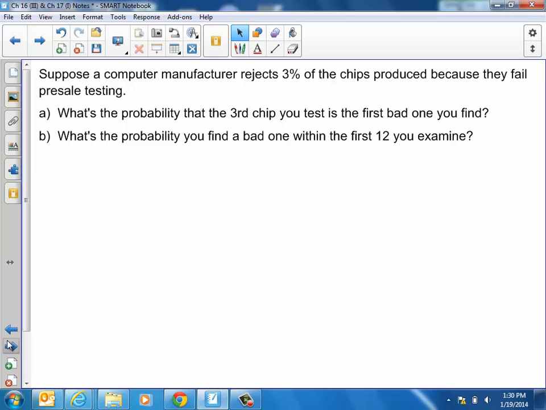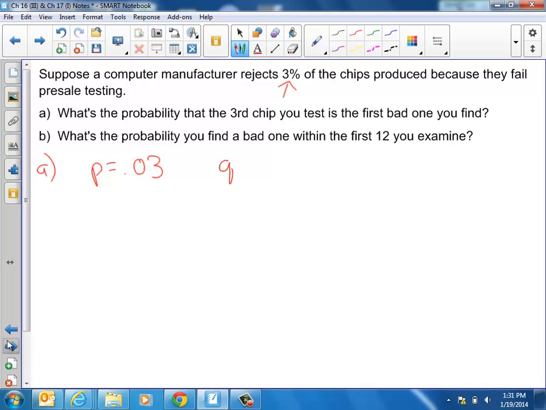Okay, so I want to introduce this by saying the following. Let's say that with these Bernoulli trials, in Part A here, the probability of success for any one chip that we pull, we're going to represent that with lowercase p, is equal to 0.03, because we want the probability that the third chip you test is the first bad one you find. So our success in this case is finding a bad chip. And we know that finding a bad chip has a 3% chance of occurring for any given chip. Okay, so the probability of success, even though it's a bad chip we're looking for, is 0.03. Probability of failure would then be the complement of that, because there are only 2 events happening, 97%.